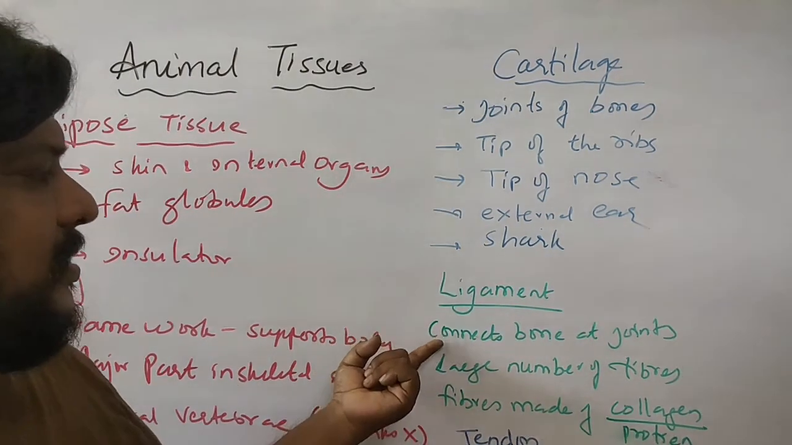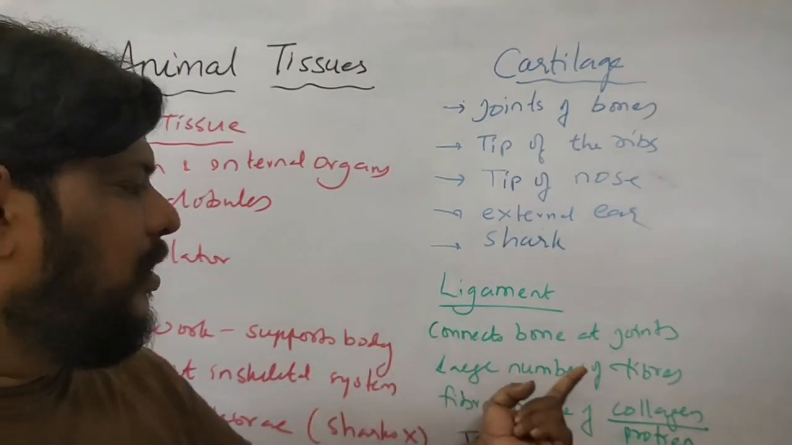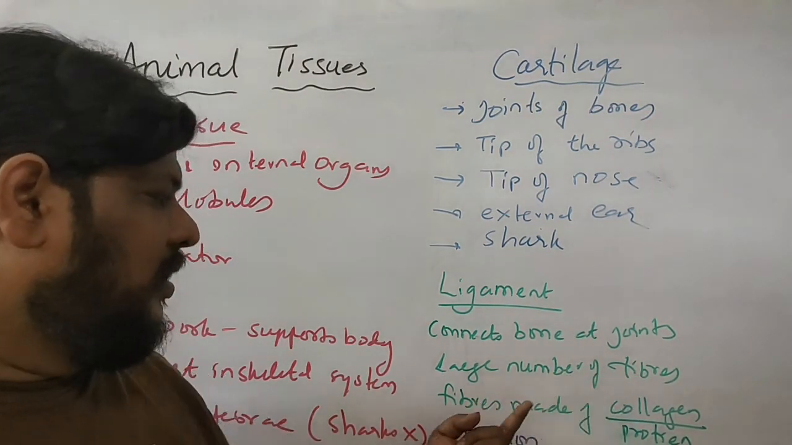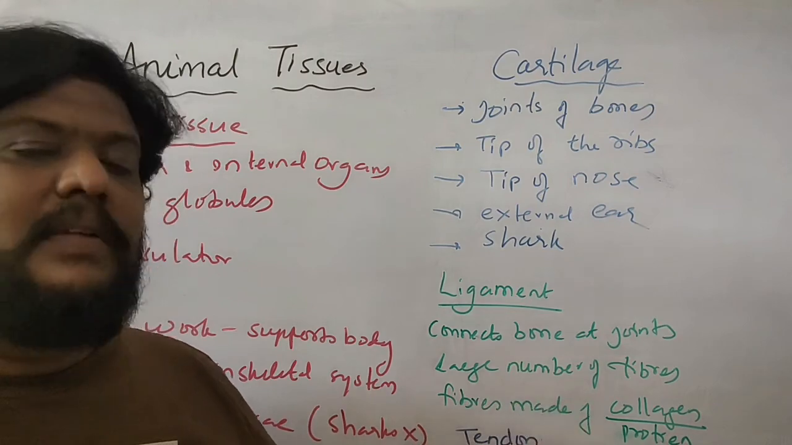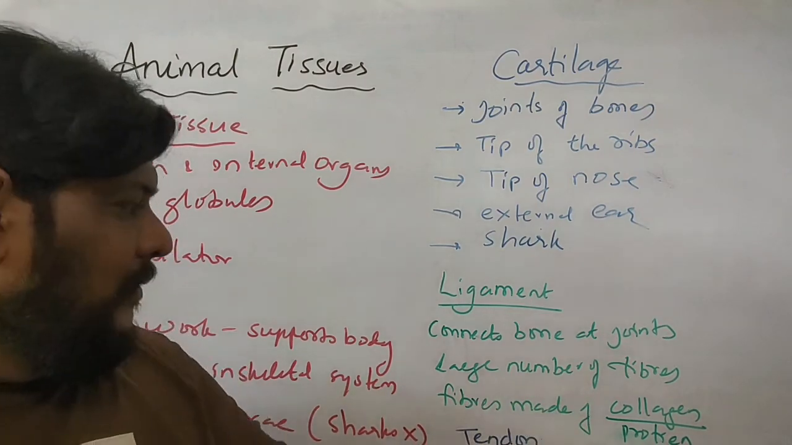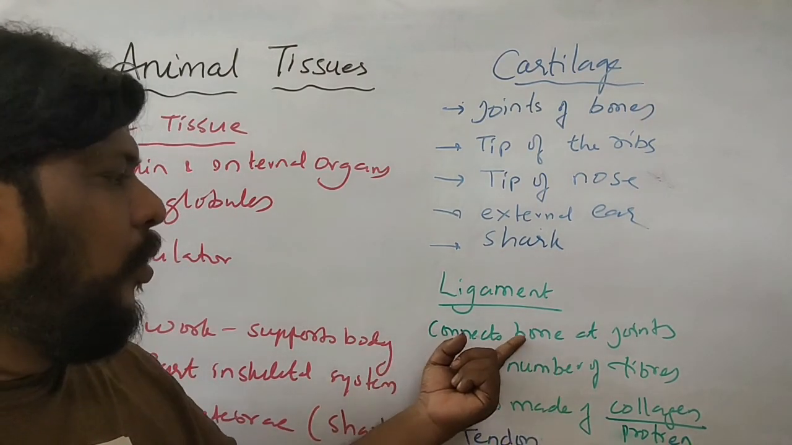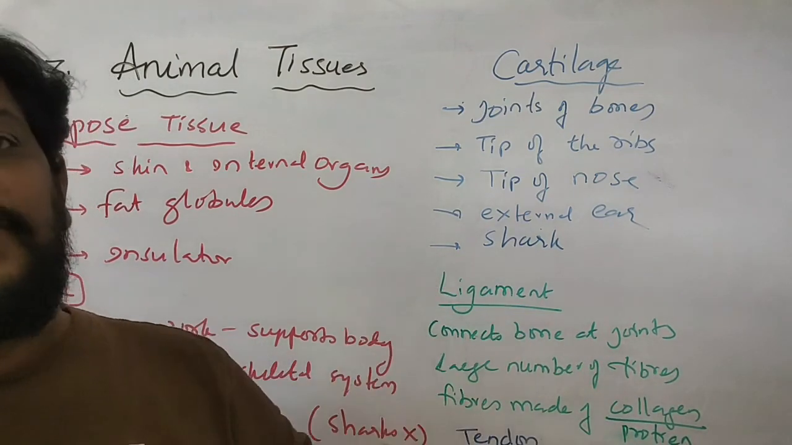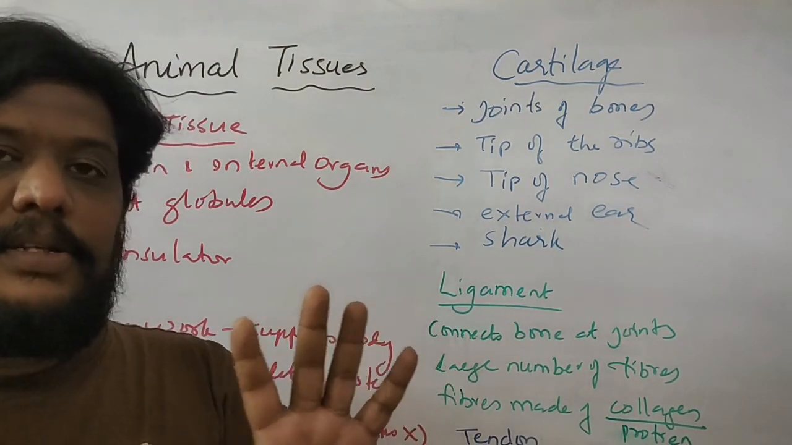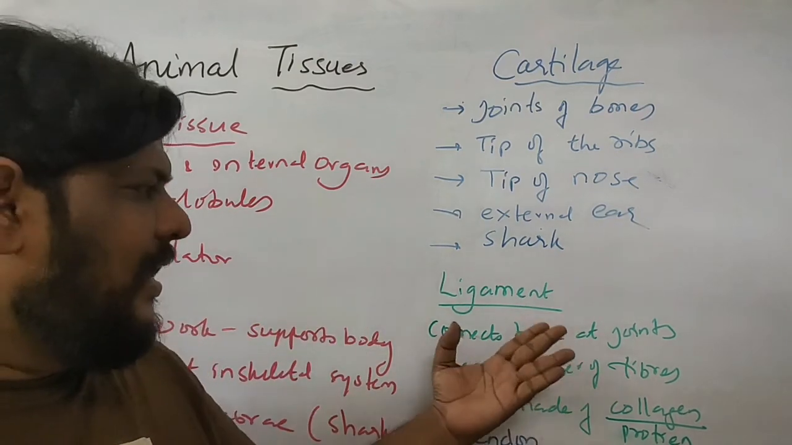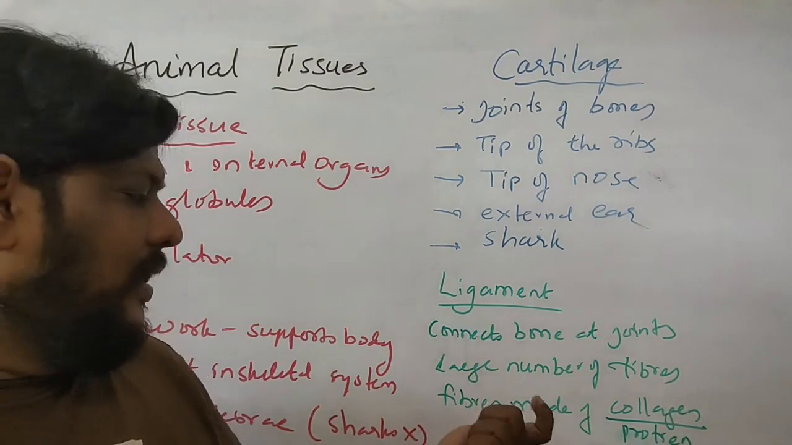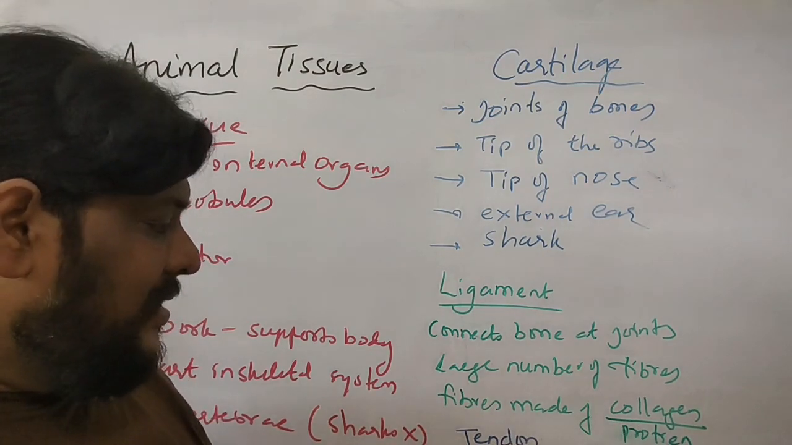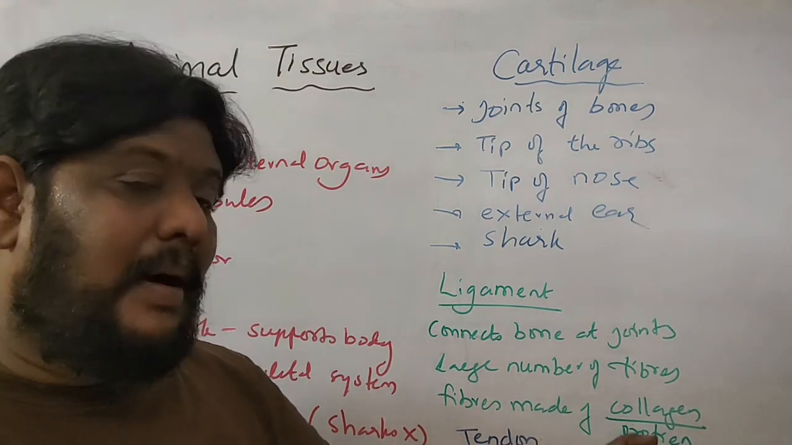So this ligament has a large number of fibers. A large number of fibers form the fibrous network, which is made up of a protein called collagen, which binds the bones at the joint so that they will not move. It's not that great a support, but still it binds them so that they will not get displaced.